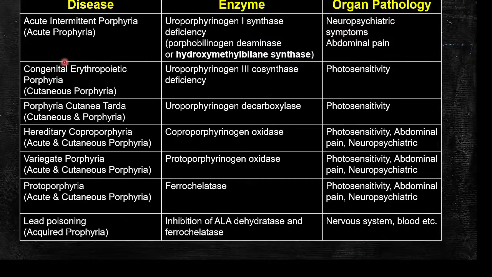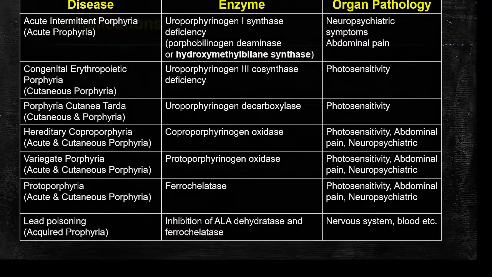So here if you look at this, acute intermittent porphyria is an example of acute porphyria. Congenital erythropoietic porphyria is an example of purely cutaneous porphyria, and the rest are both cutaneous and acute porphyria. Porphyria cutanea tarda is a cutaneous porphyria, and hereditary coproporphyria is acute and cutaneous both. Variegate porphyria is acute and cutaneous both. Protoporphyria is acute and cutaneous both, and lead poisoning is acquired porphyria.